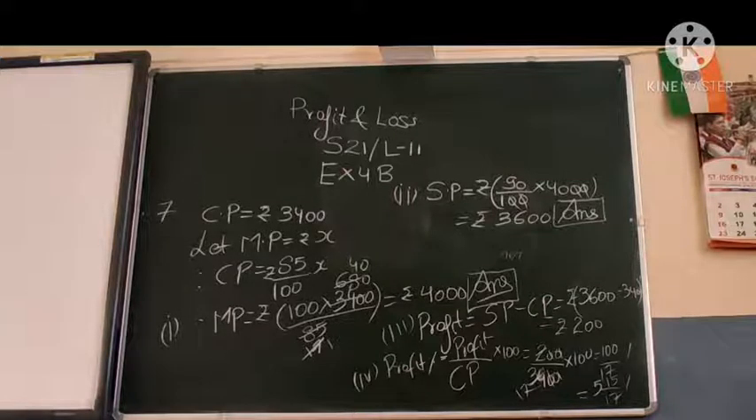10% is off, that means how much is remaining? 90%. So 90% of what? The marked price. So without the marked price, you cannot calculate SP. Without SP, you cannot calculate profit. Got it? So once you solve the first part, then only you are able to solve the second part. And once you solve the second part, then the third part, and then the fourth part. Like that. And SP you have calculated. So with the SP and CP, you will calculate profit.